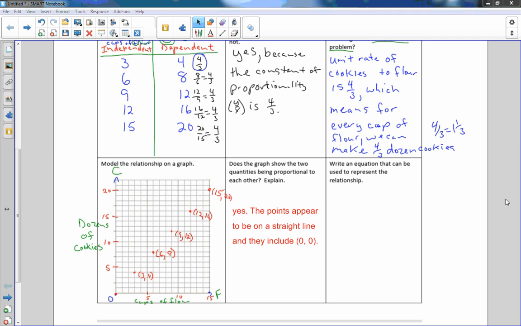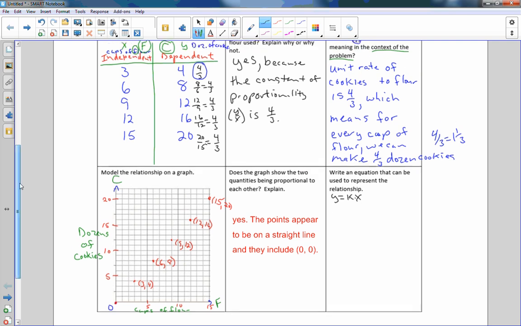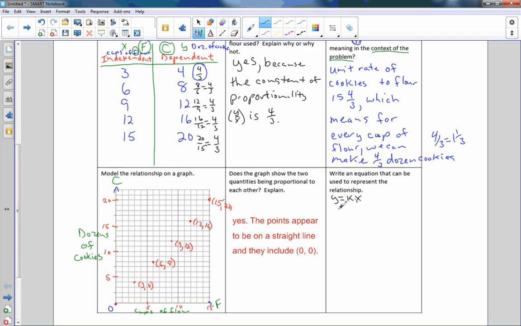And then it says, write an equation that can be used to represent the relationship. Now we're going to start talking about the equations. Okay, so I'm first going to write y equals kx. That's our equation we're going to use, y equals k times x. Y is the dependent variable, and in this case, I'm going to rename these. Y we're going to replace with c. So it's going to be c equals. Our constant of proportionality is y over x. We've already found it. It's right here.